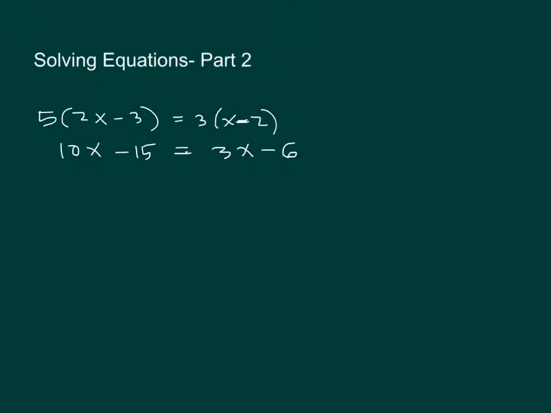It's minus 15. Always think of the opposite operation. Minus 15. So how can we make that 0? Add 15. Okay, so 10x minus 15 plus 15 is equal to 3x minus 6 plus 15. Okay, by doing that, it is now 10x because negative 15 plus 15 is 0. And then 3x is still 3x.